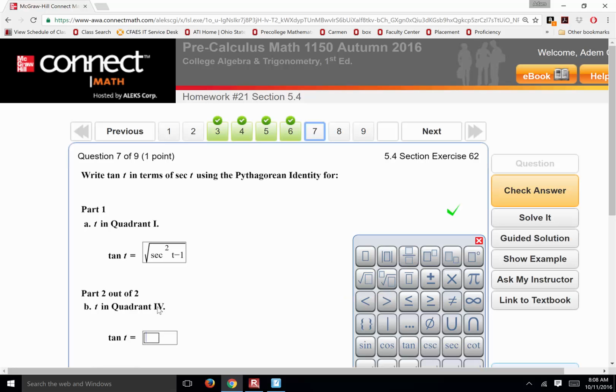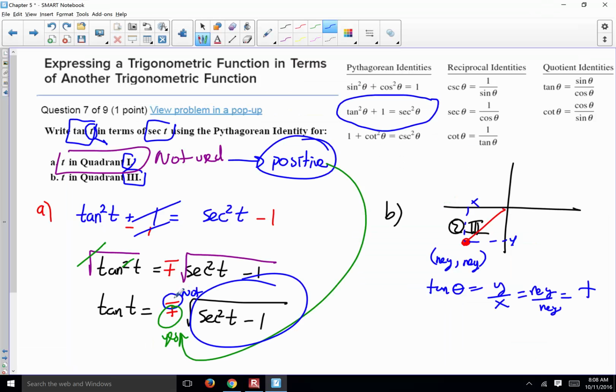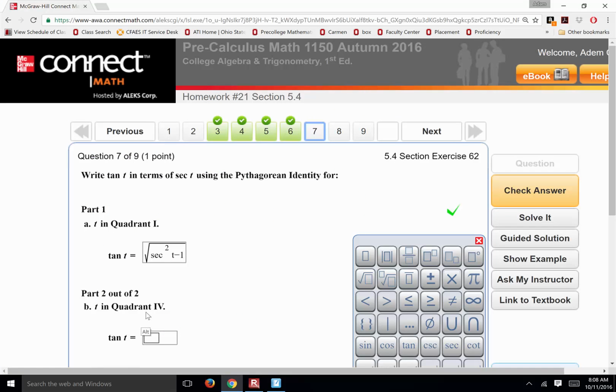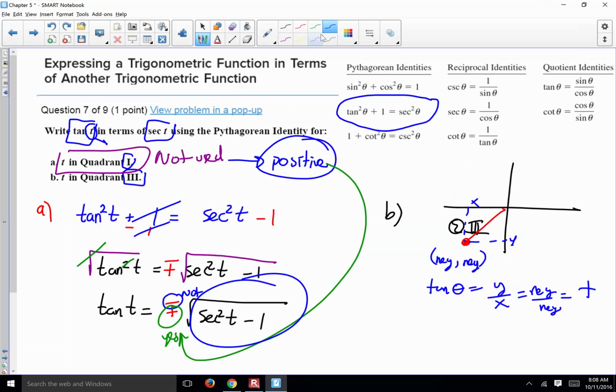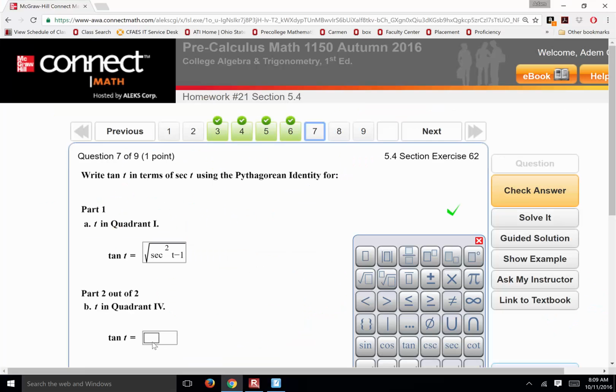That one's for quadrant 4. Oh, this one says quadrant 4. Oh yeah, thanks. It looks like my question flipped. Here it says 3. So in quadrant 4, what is it? The y is negative, and the x is positive this time. Negative over positive is negative. So this time we're going to flip.